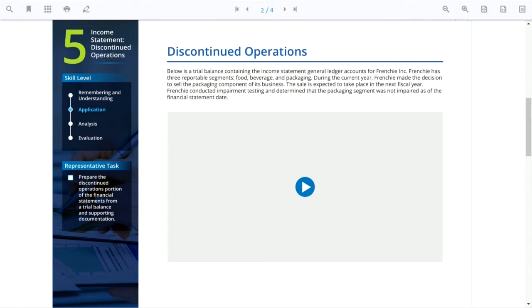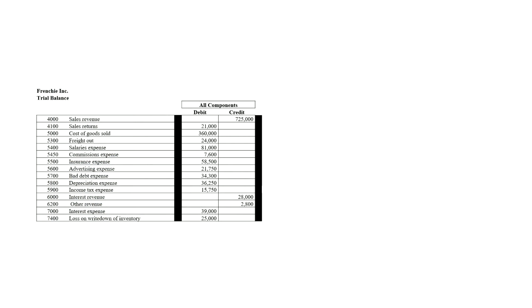So what I'm going to do is walk you through the numbers, see the three individual components, consolidate, add all three together, and then we'll back out from that the packaging division that's being sold off. So let's do it. All right, my friends, here we go. We've got all components listed for Frenchy Inc. So we have our trial balance.